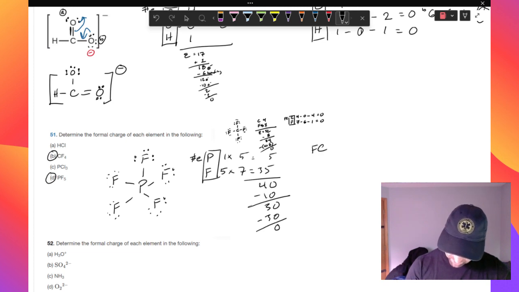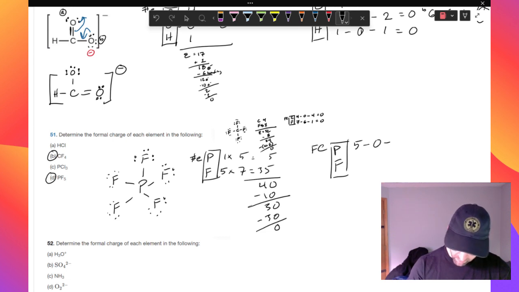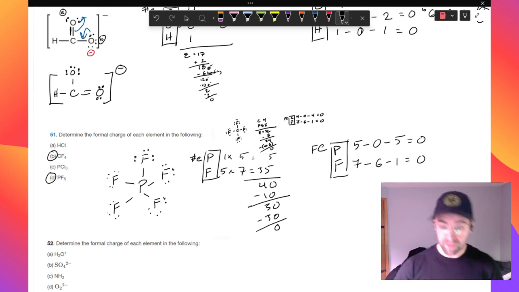So let's look at formal charge. Phosphorus, we started with 5. We have no lone electrons, and we have 5 bonds. Formal charge on phosphorus is 0. Each fluorine, we start with 7. We've got 6 lone electrons minus 1 bond each is also 0.